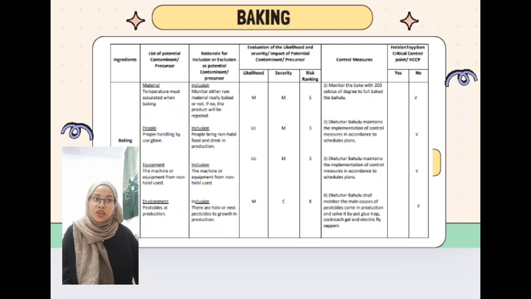Control measure, diketahui bahawa shall monitor the main causes of pesticide coming in production and solve it by putting glue trap, cockroach gel, and electric fly zapper. So for the 4 list of potential contaminant, there is no halal critical control point.